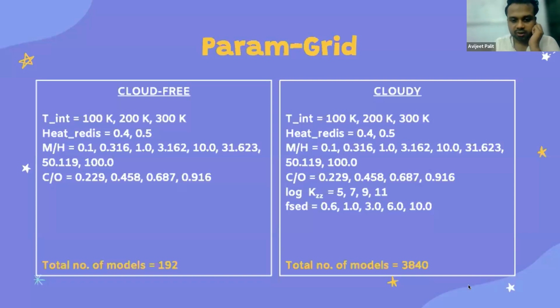And for cloudy grids, we have the parameters internal temperature with the same values as the cloud-free grid, heat redistribution with the same values as the cloud-free grids, and then we have metallicity ratios, carbon to oxygen ratio, log KZ, and we also have forward scattering energy distribution, FSED. The total models for the cloudy atmosphere sum up to 3840.